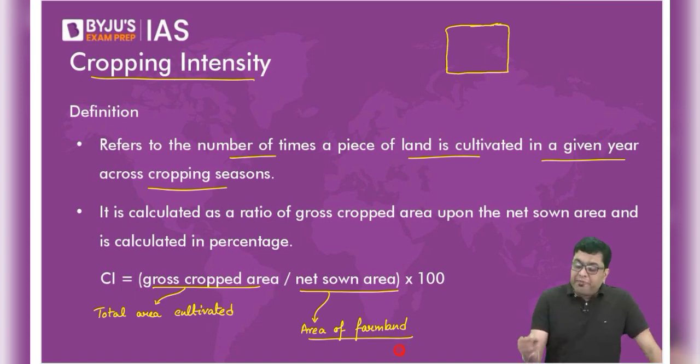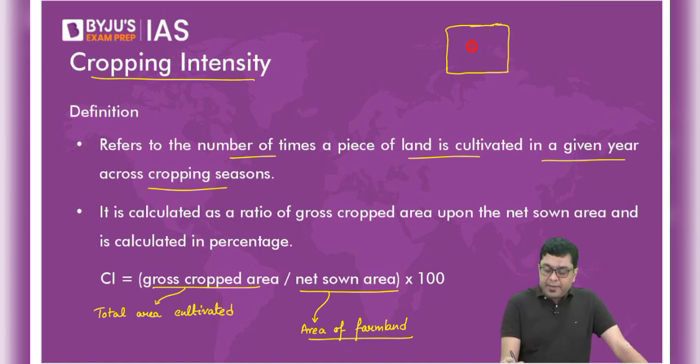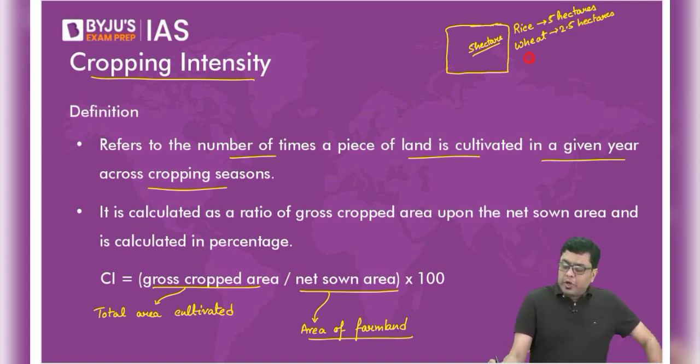So for example, in a farmland having an area of 5 hectares. This is a kind of farmland. Let's suppose I have grown rice during the Kharif season, in 5 hectares. Then in the Rabi season, I have grown wheat, again let's say in 2.5 hectares out of this. The rest of the 2.5 hectares, I've utilized for something else. So the total gross cropped area will be 7.5 hectares.